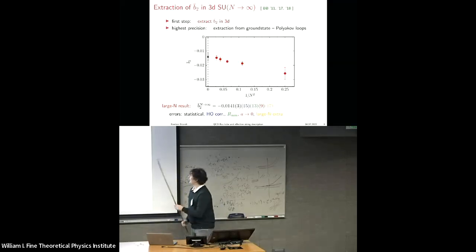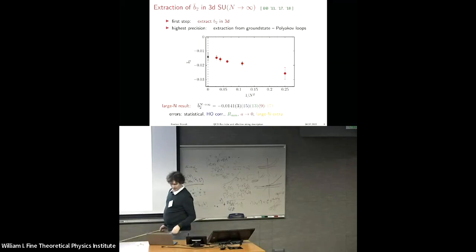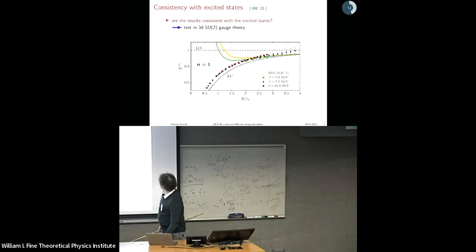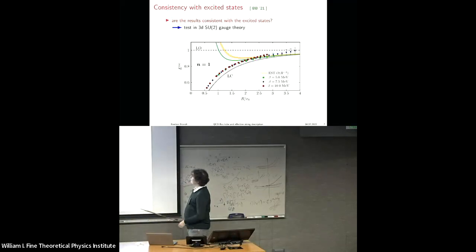I hope this helps. So, all right. This extraction here was basically, as I said, from the ground state, so from the static potential. And now the question is, are excited states in agreement with that? And so what I did was a test in 3-dimensional SU(2) gauge theory. Extracting the excitation spectrum is actually way more difficult than just the ground state.